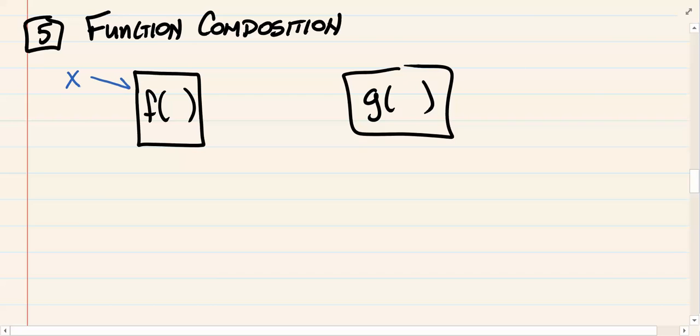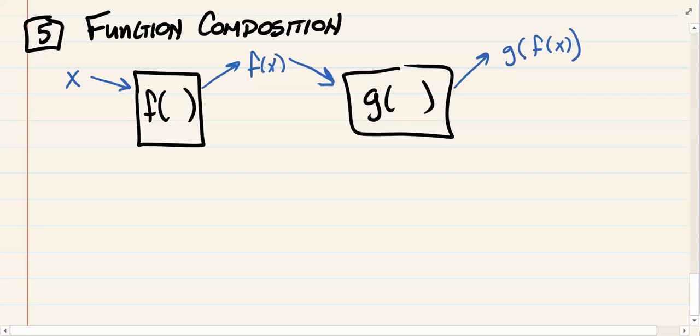What would come out of this? F of x, very good. F of x would pop out. I'm then going to take f of x and plug it into g. What would pop out? G of f of x. Whew, that's a lot of parentheses. Okay, let's do this again.